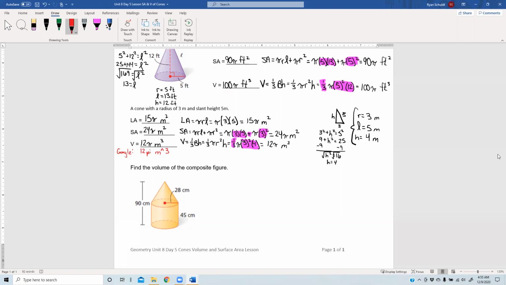Okay. So it says find the volume of the composite figure. We're going to give our answer in terms of pi. So what two shapes do I have here? What are my two shapes? I have a cylinder down here. And I have a cone up here.